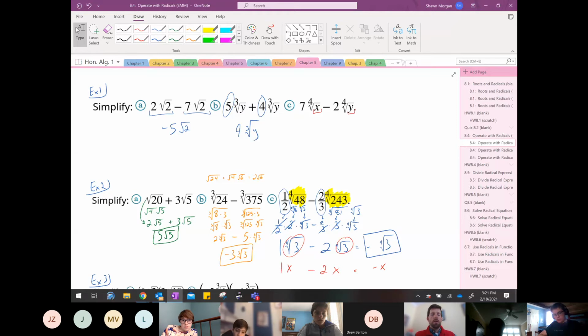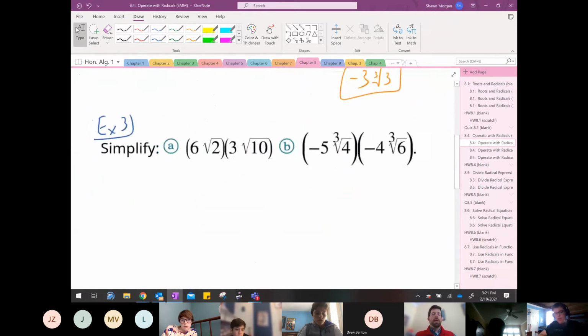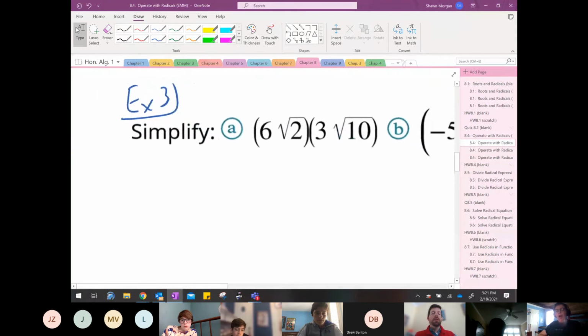All right. So let's talk about multiplying and dividing. Multiplying and dividing is going to be a little bit easier than the addition and subtraction. Whereas with the addition and subtraction, we said you had to have the same root, same radicand. With multiplying and dividing, all we have to have is the same radicand.